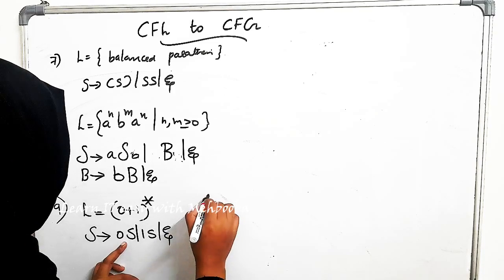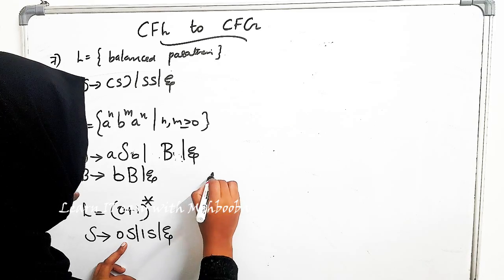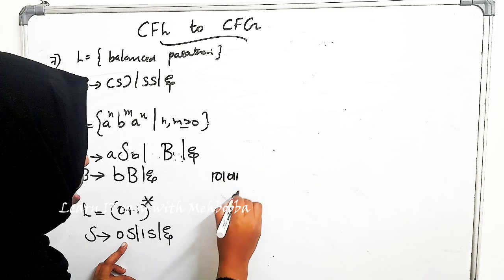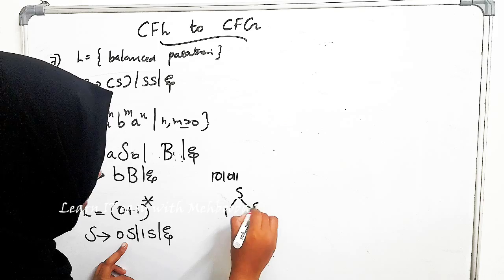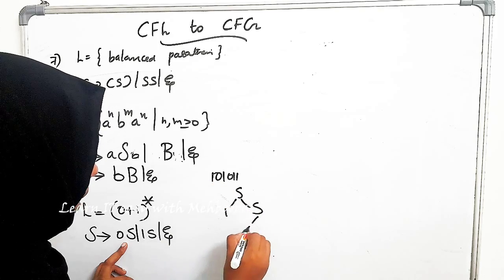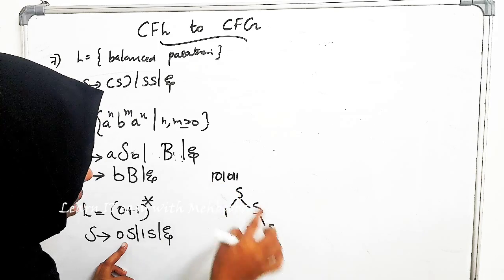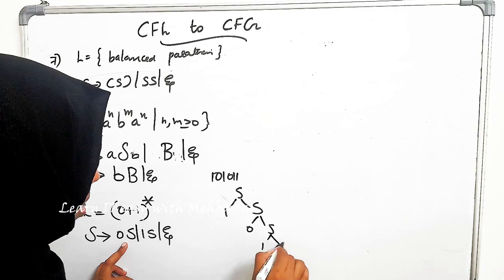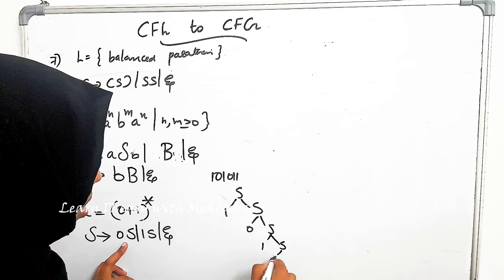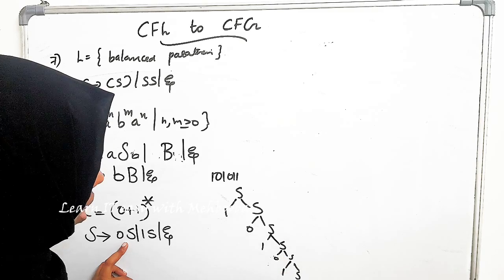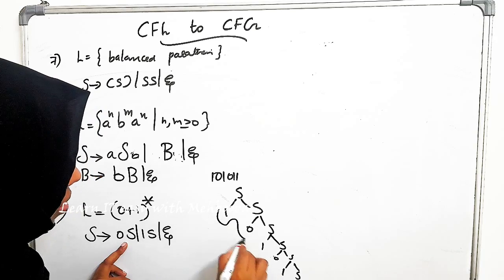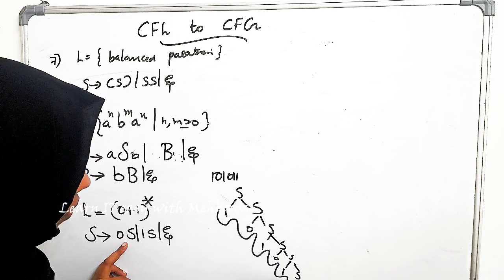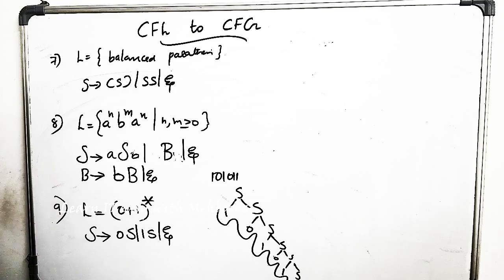For example, if you want the string 101011, S gives 1S because its starting character is 1. Then S gives 0S because the next character is 0. 1S because next is 1. 0S because next is 0. Then 1S because next is 1, 1S because next is 1, and end up with epsilon. So you'll get 1 0 1 0 1 1. Yeah, that's it. So this is how you do this.